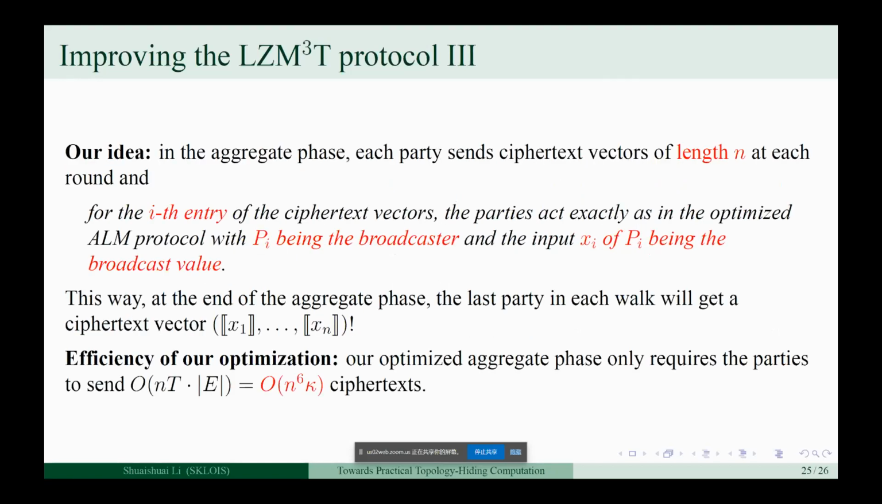Our idea is that in the aggregate phase, each party sends ciphertext vectors of length n at each round, and for the ith entry of the ciphertext vectors, the parties act exactly as in our optimized ALM protocol, with Pi being the broadcaster and the input of Pi being the broadcast value. This way, at the end of the aggregate phase, the last party in each walk will get a ciphertext vector containing the encryptions of all the inputs. Our optimized aggregate phase only requires the parties to send O(n^6) times kappa ciphertexts.